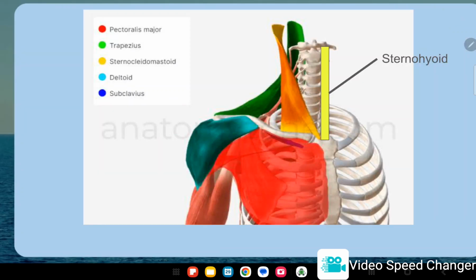Here you can see the subclavius muscle. It is hidden, so let me show you. This blue color is the subclavius muscle. If you really want to know the origin of the subclavius muscle, I can write it down. The subclavius muscle actually originates from the first rib. This is the first rib.